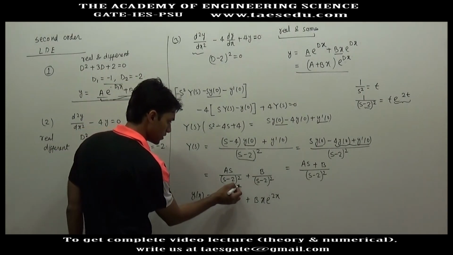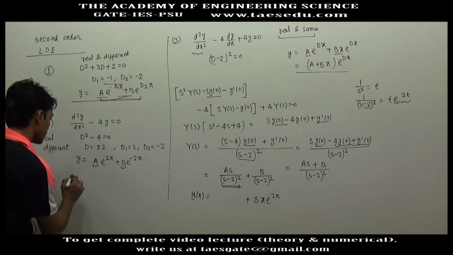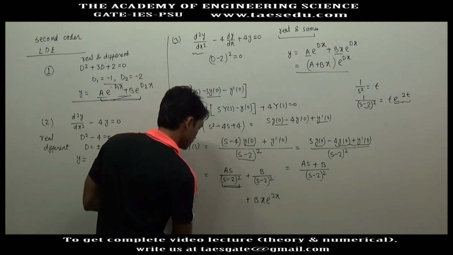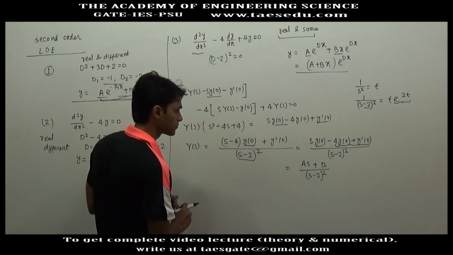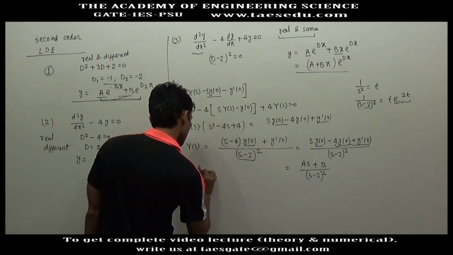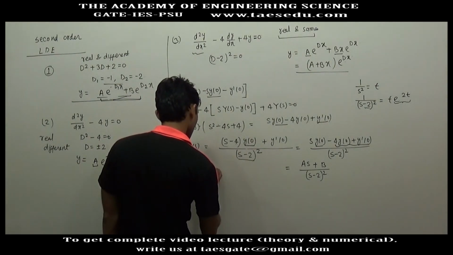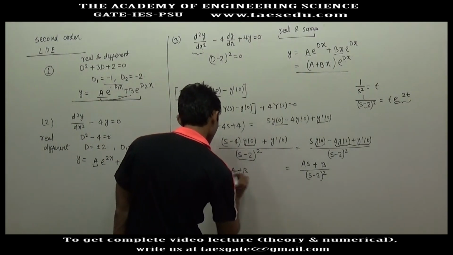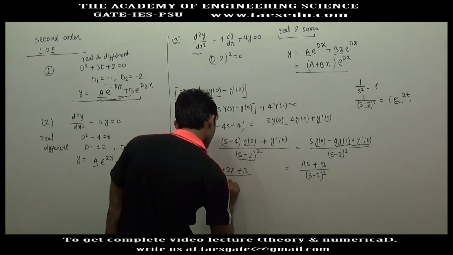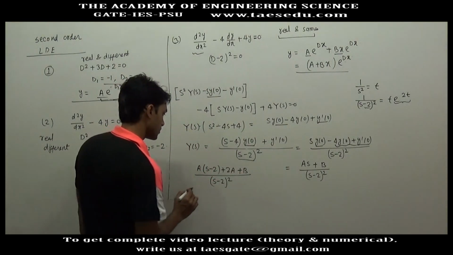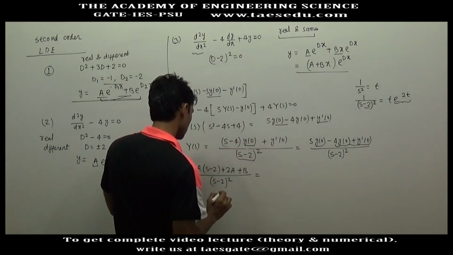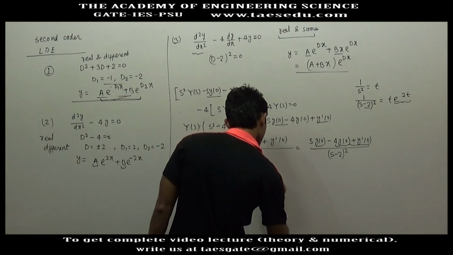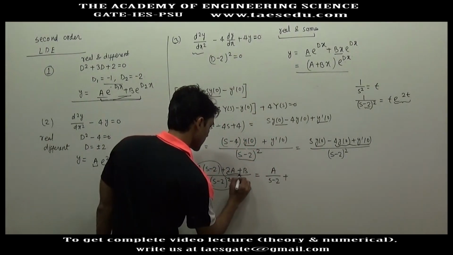And to find the inverse Laplace of the first part, better do it this way: a s plus b can be written as a into (s minus 2) plus 2a plus b, divided by (s minus 2) whole square. This is equal to a divided by (s minus 2) plus, this part will make another constant.